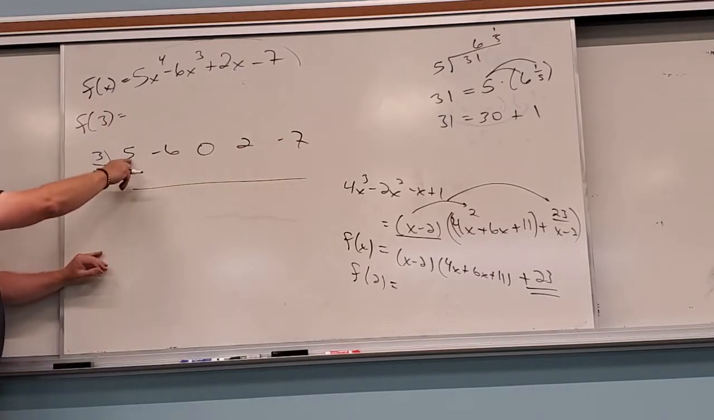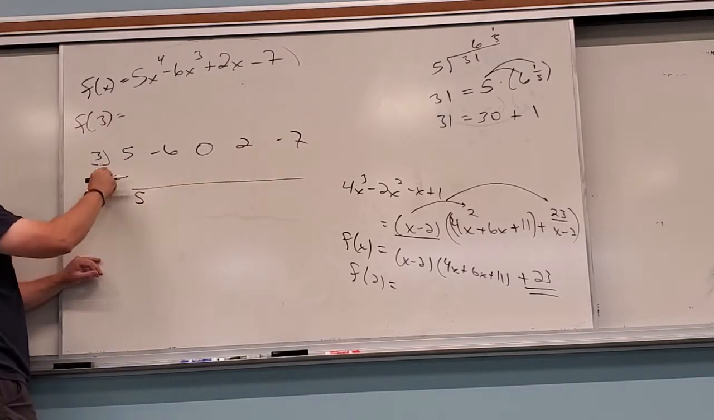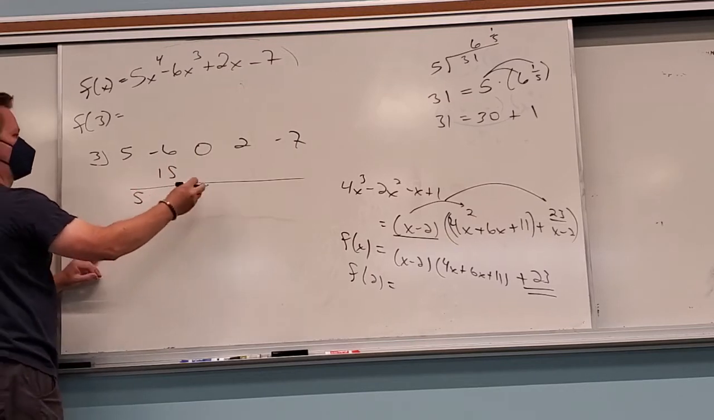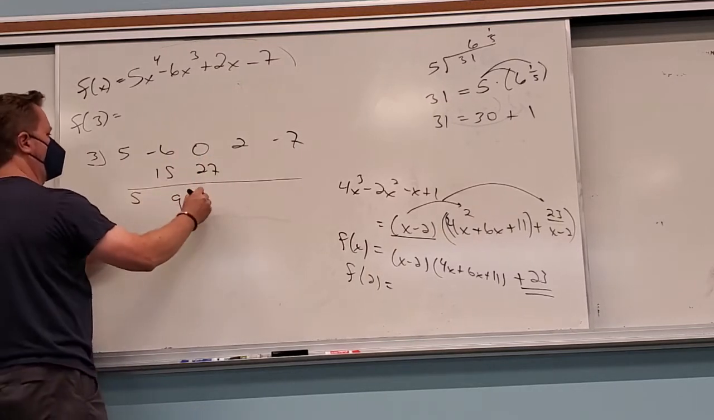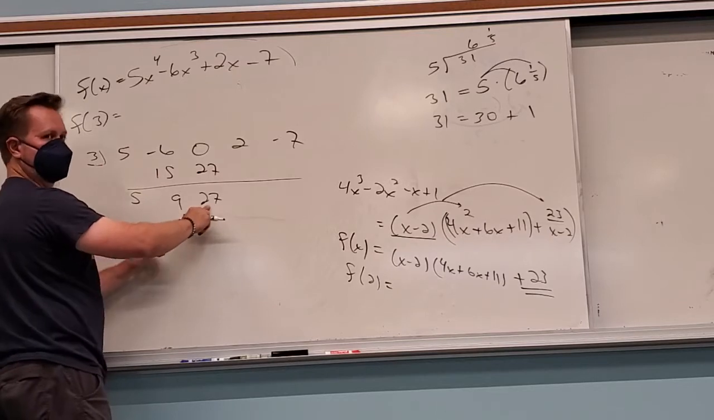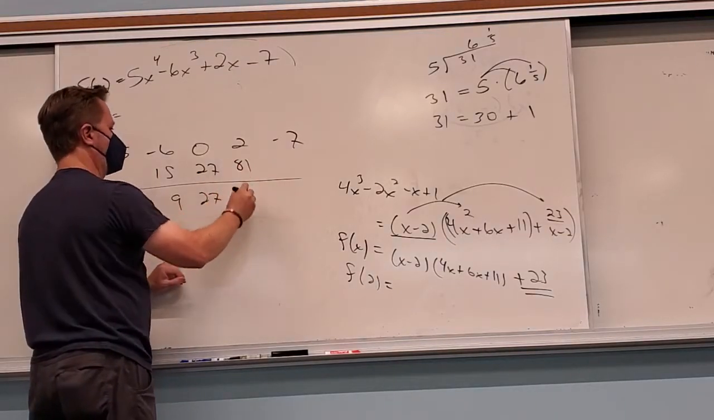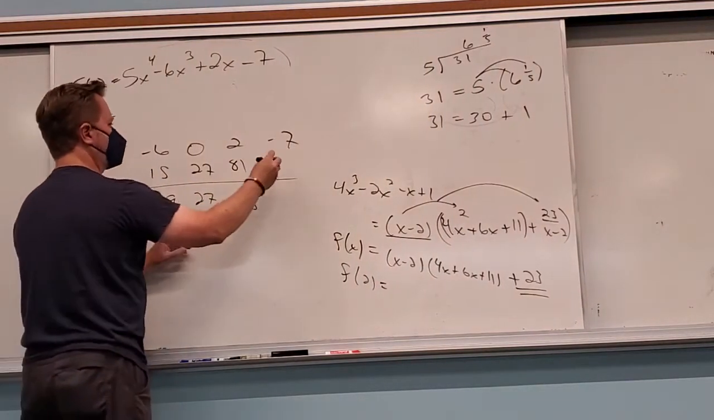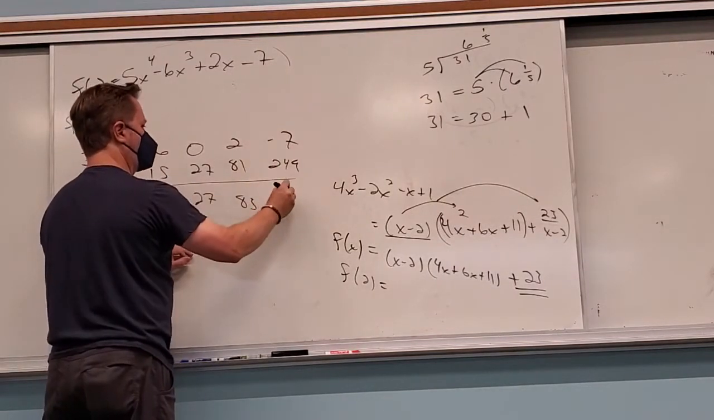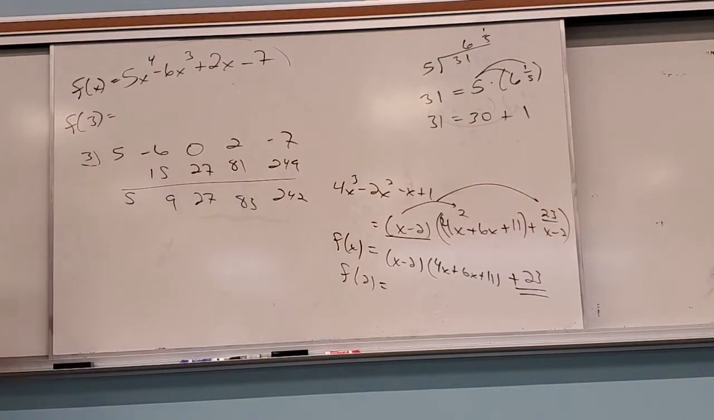I like it. So let's try it. 5 comes down, multiply, add. Oh, this is going to get out of control. Add. Multiply, that's 81. Add. Multiply, that's 249. Add. Okay, oh my God, hopefully I did that right. 249. Yeah, okay.